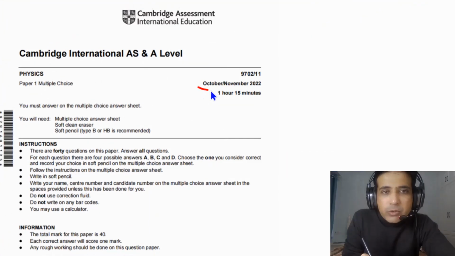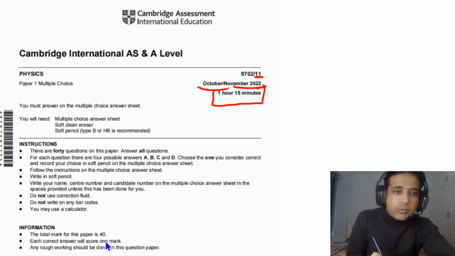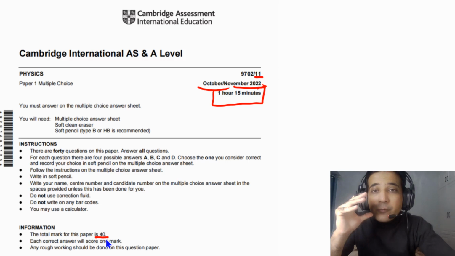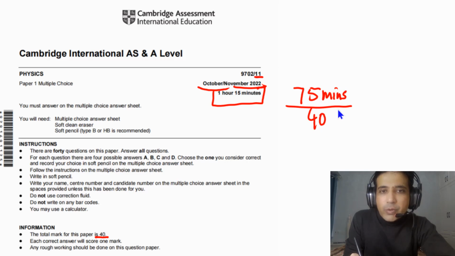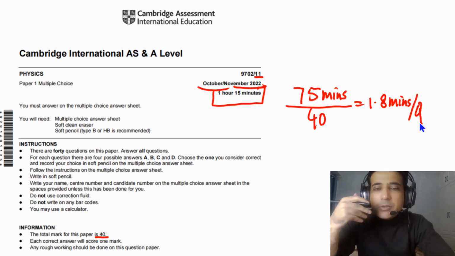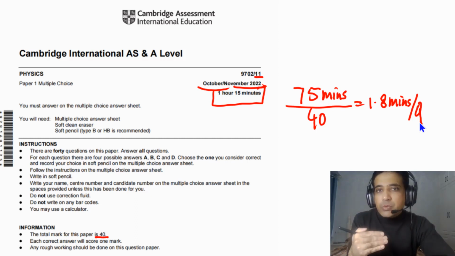In today's class, we are talking about October-November 2022, Paper 1, Variant 1. The total time for this exam is 1 hour and 15 minutes, and the total mark for this paper is 40, and there are 40 questions. So we have 75 minutes in total, which gives about 1.8 minutes per question. But this is not to just spend 1.8 minutes on each question. You need to understand some smart ways to answer multiple choice questions in the exam, under time conditions.